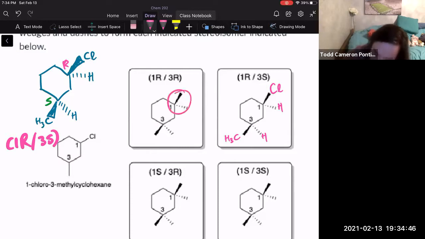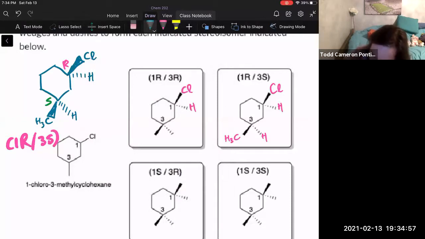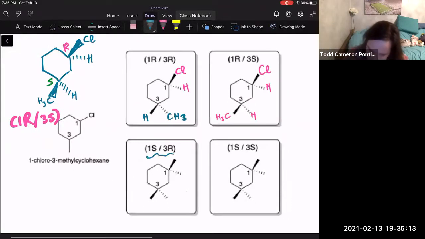I'm going to make this stereocenter the exact same as this one, because I want it to still be R. So Cl and H. And then the other stereocenter, I'm just going to flip around, since this is 3S, I want it to be R. I'm going to make this the hydrogen and this the CH3. Okay? If I want to make the 1S, 3R, that is completely switched from my reference one. So I'm going to put a hydrogen and a chlorine, and a hydrogen and the CH3 like so.